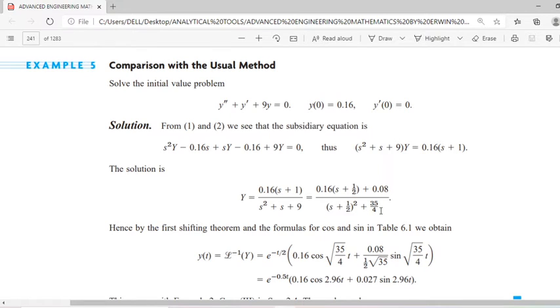Okay, so you can apply the shifting theorem. The shifting is minus 1 by 2. Okay, minus 1 by 2 here, and moreover you can split this one. You can split this like 0.16 into s plus 1 by 2 divided by s plus 1 by 2 square plus 35 by 4, plus 0.08 divided by s plus 1 by 2 square plus 35 by 4.